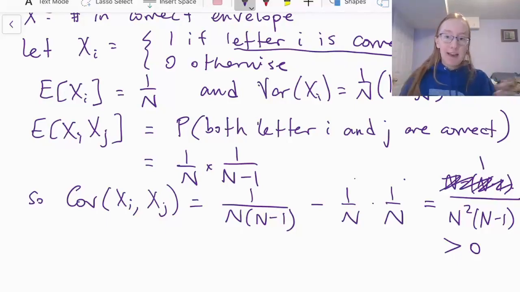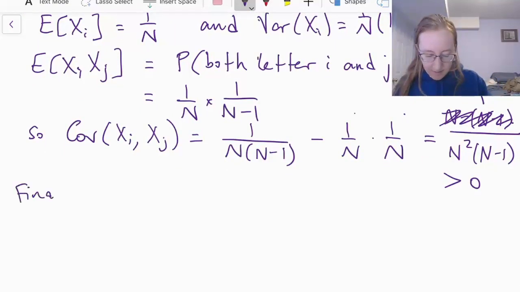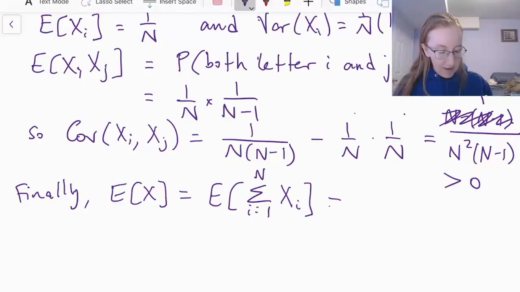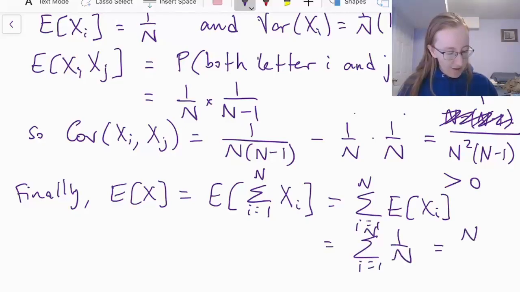So we have all the ingredients. We have the mean for each variable, we have the variance for each variable, and we have the covariance for all of the pairs. So the last thing we need to do is use those rules for linear combinations of random variables. So finally, E of x, which is just E of the sum as I goes from 1 to n of xi. We can use the linearity of expectation to say that that's going to be the sum of E of the xi's. And that's just the sum as I goes from 1 to n of 1 over n, which is n over n, which is 1.